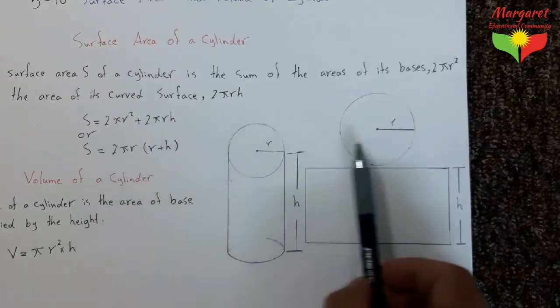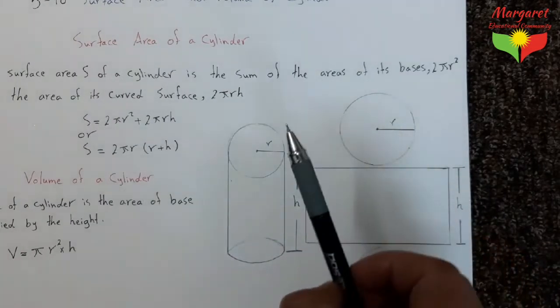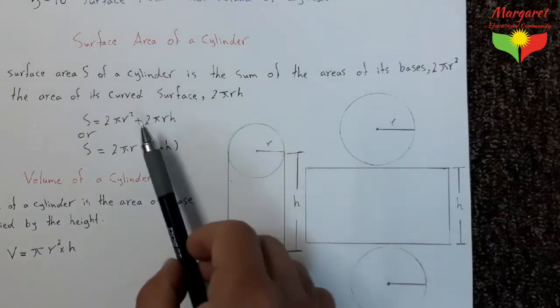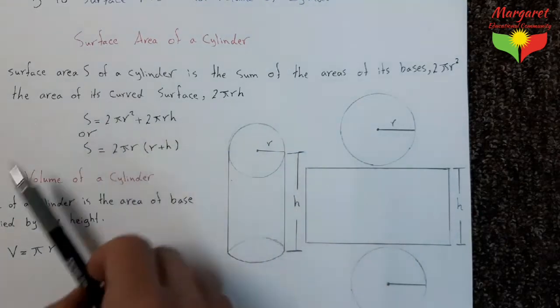R represents the radius of the circle and H represents the height of a cylinder.